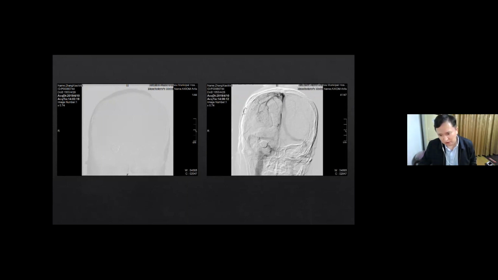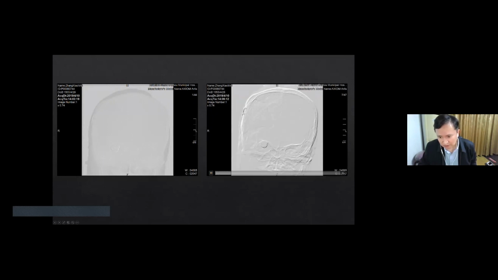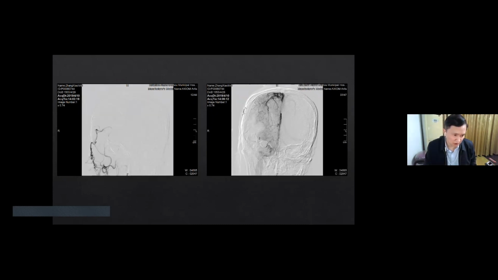You can see after the embolization, the small perforators were all patent in this area. So this patient has no complications. So this is a hybrid treatment of the complex aneurysm.